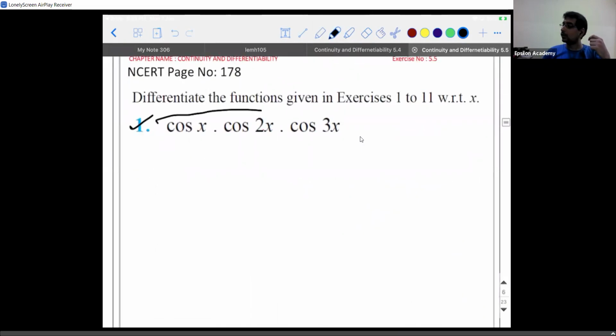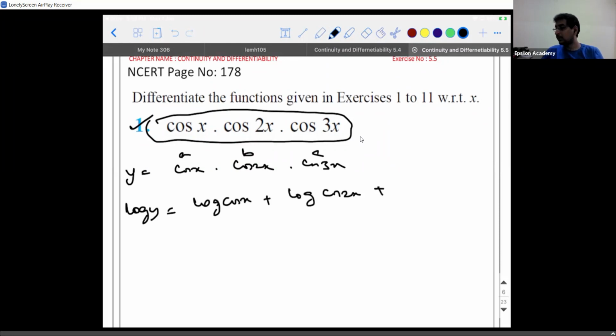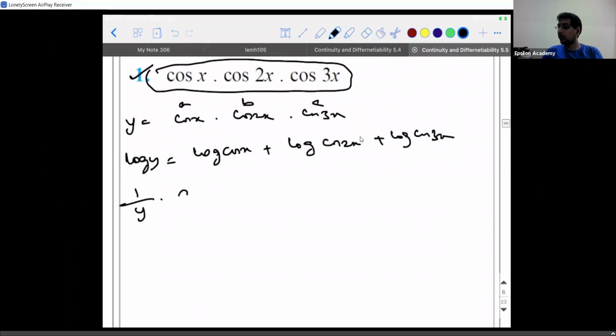So this thing is there, no? cos x, cos 2x and cos 3x is there. So y is equal to cos x into cos 2x into cos 3x. If I call this a, b and c, then taking log on both the sides, log y is equal to what? Log of cos x plus log of cos 2x plus log of cos 3x. I directly wrote it because log of a into b into c is log a plus log b plus log c.